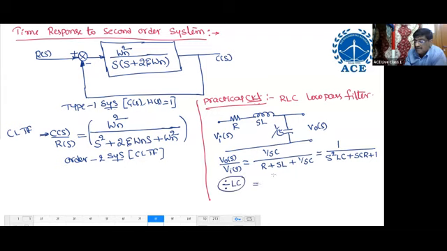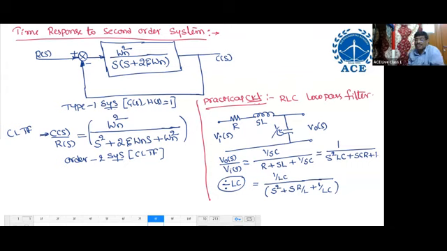What happens if you divide with LC? We get 1 by LC divided by s square plus s into R by L plus 1 by LC. Dividing by LC, here s square, here s into R by L, plus 1 by LC. Correct, yes or no?